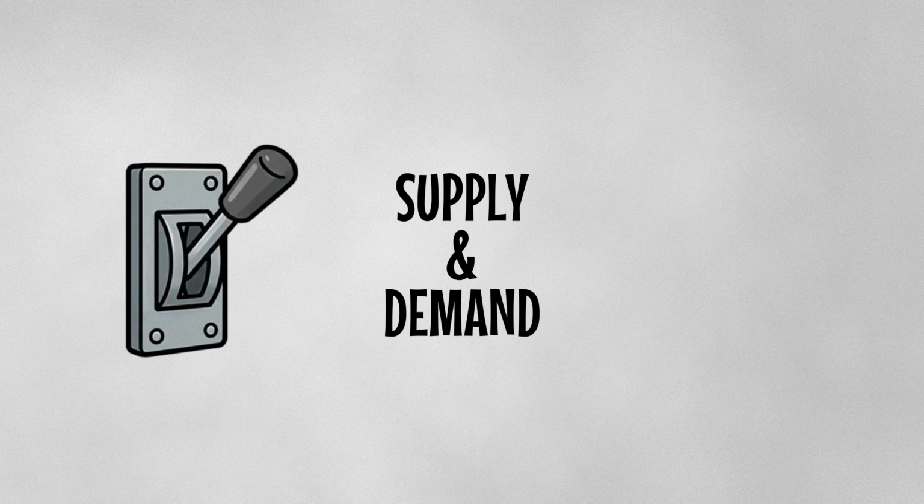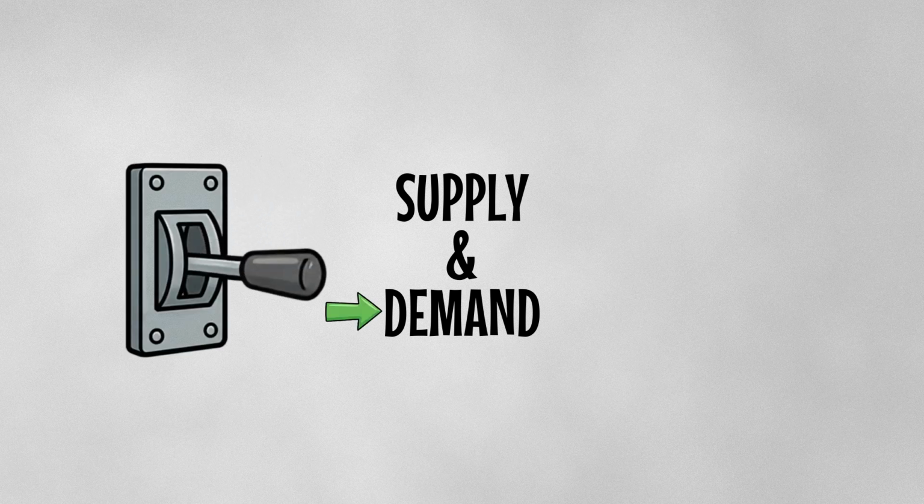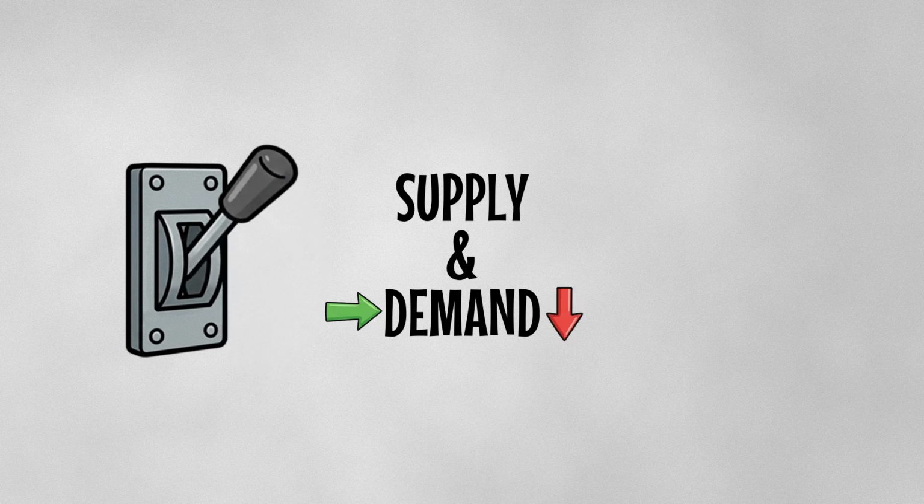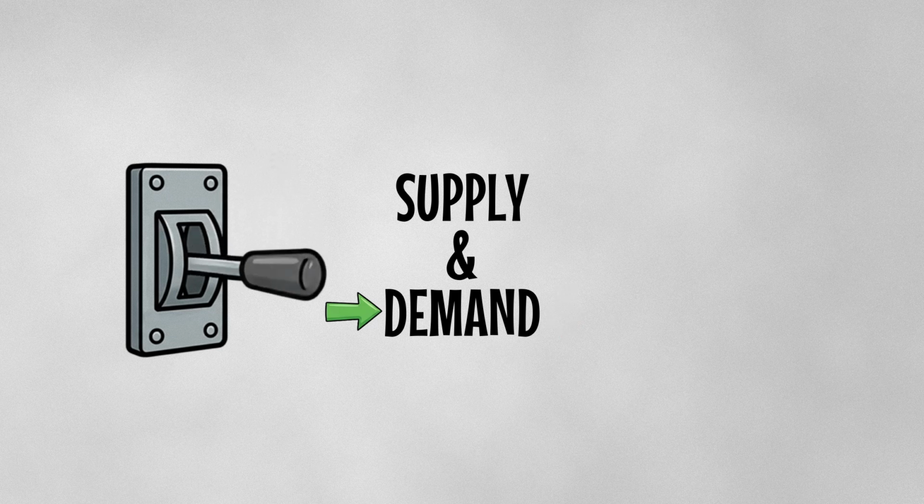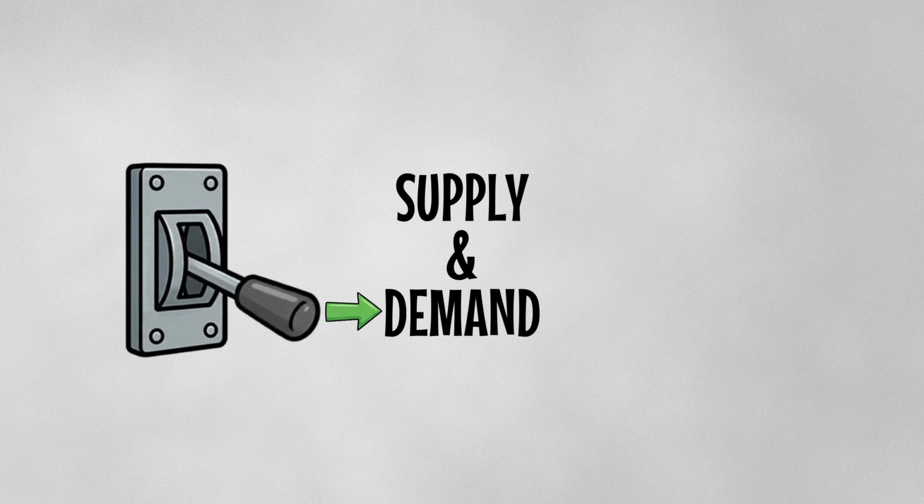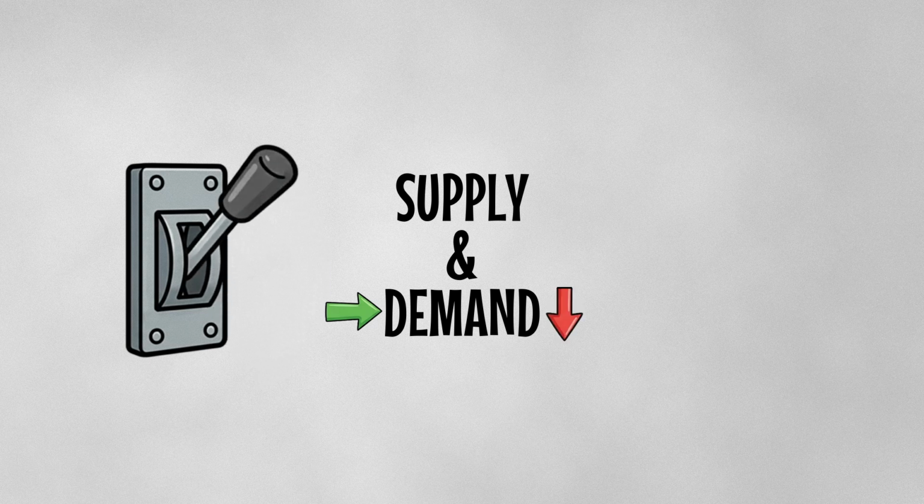Now finally, how this connects to supply and demand. When interest rates change, they influence demand. If borrowing is cheap, demand increases because people can afford more. If borrowing is expensive, demand decreases because people cut back. Supply is how much of something is available. Demand is how much people want it. Interest rates mainly move the demand side, and when demand changes, prices react.